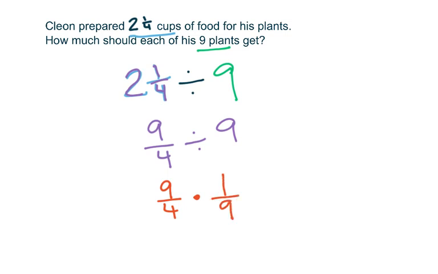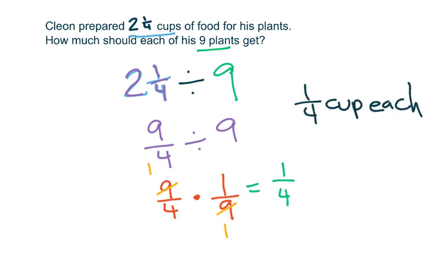I get 1/9. Are there cross-canceling opportunities? You bet there are. Boop, boop. Those both become 1s. I multiply straight across. I get 1/4. And then I will answer 1/4 cup of food each, provided that he loves them all equally, which I believe he does.